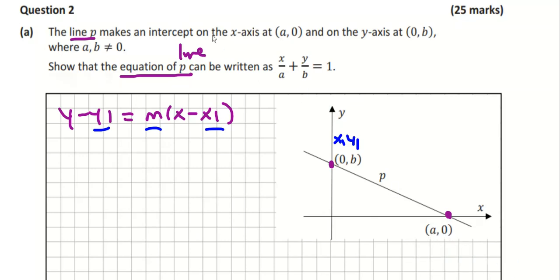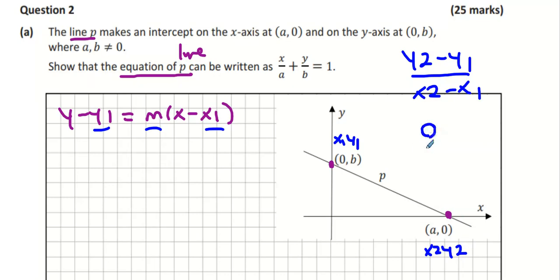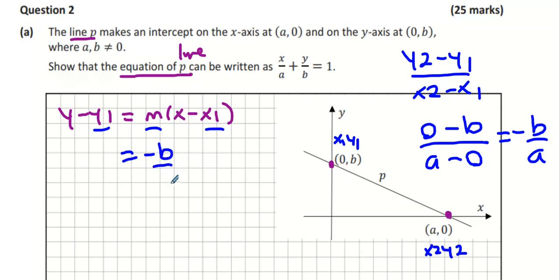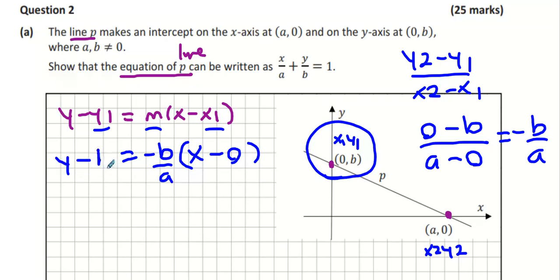Now, in regards to slope, I'm going to need x2 and y2. So I'm going to do y2 minus y1 all over x2 minus x1. Right, and I'm going to get 0 take away b, over x2, which is a take away 0. And the slope is minus b over a. So I can take that right in here. Next thing I'm going to do is replace x1 with 0, because I'm going to use this point here, and then replace y1 with b.